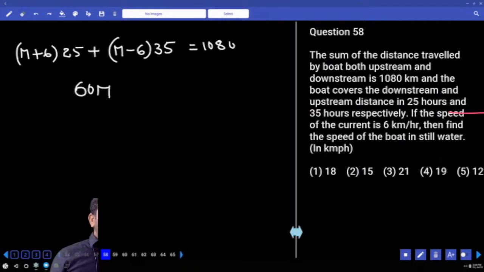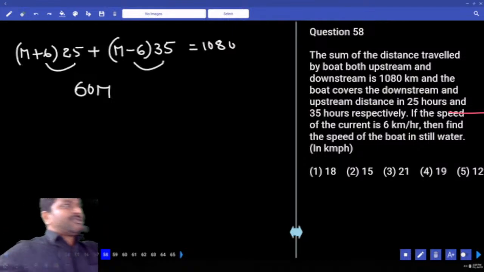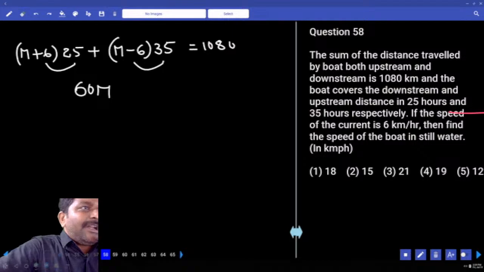That means, sum or difference? Sum. How much is that? 6 times 25, a positive number, minus 6 times 35, a negative number. Which is more, positive or negative? Both are multiples of 6 only. How much is the difference? 10 times only.